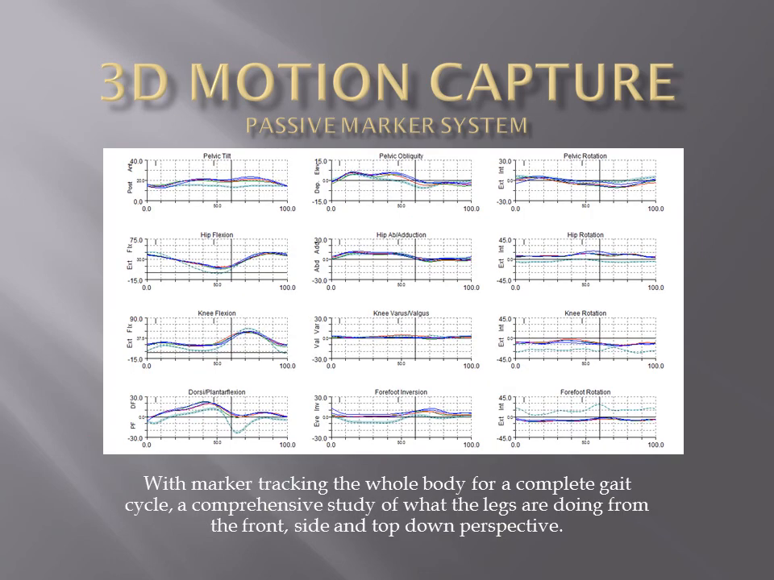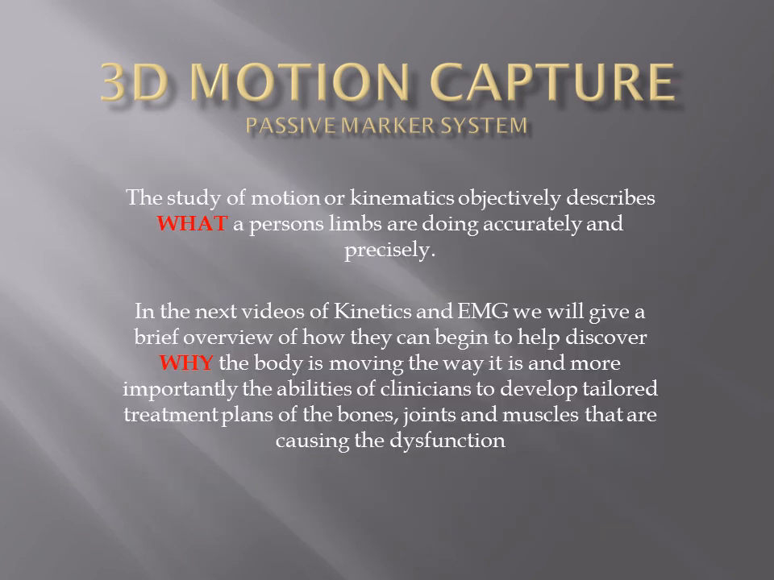With multiple markers throughout the entire body, we are able to create a 3D graphical representation of the person's walking, from the pelvis down to the hip, the knee, and the ankle, from the 3 planes of motion. Side view on the left, frontal view on the center, and top-down view on the right. This concludes our short review of motion or kinematics, which describes what a person's limbs are doing accurately and precisely.